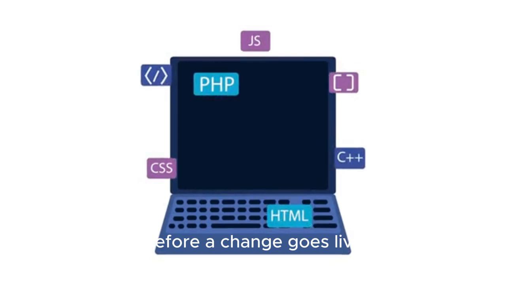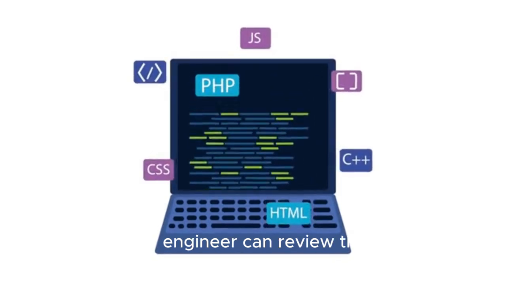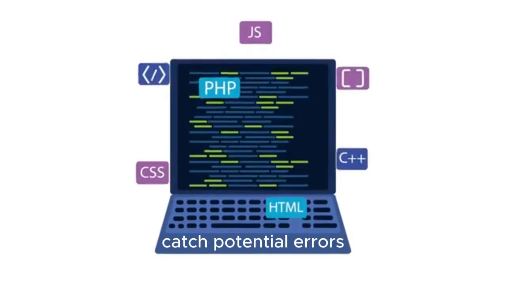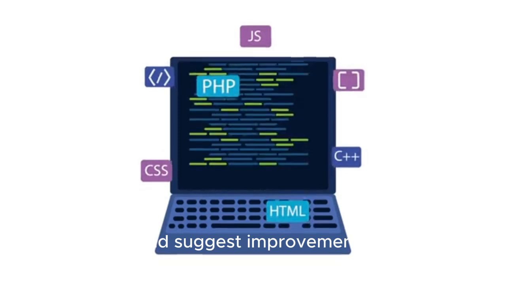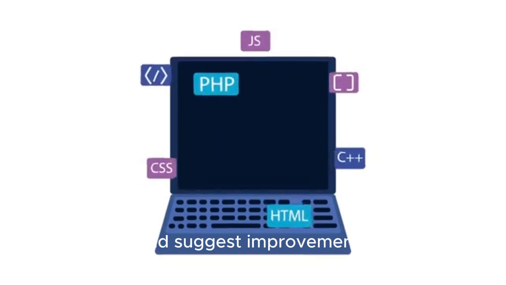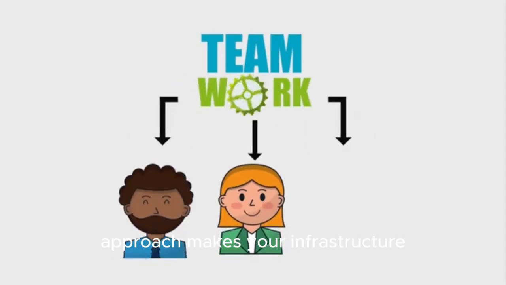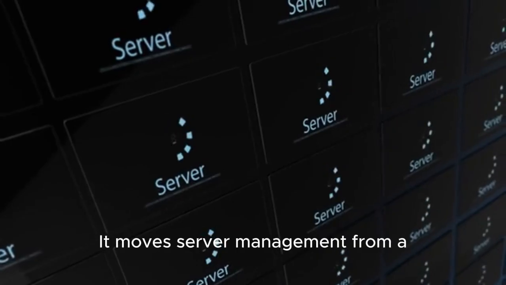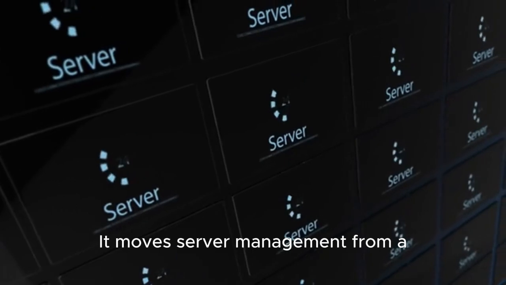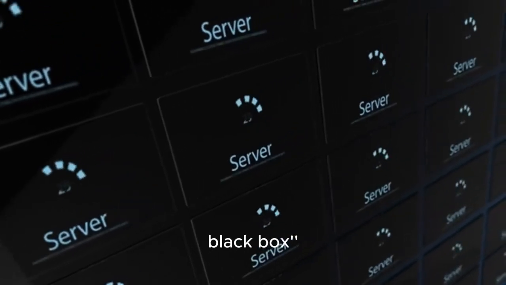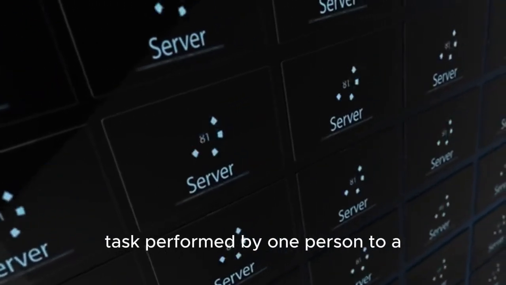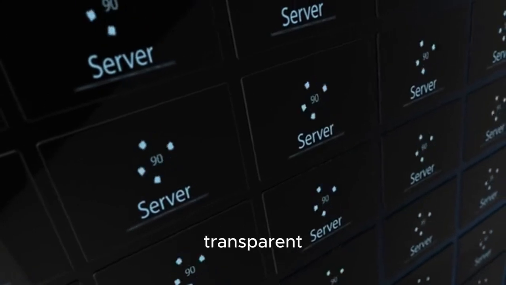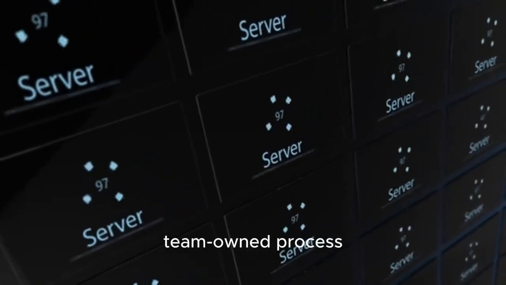This allows for peer review of infrastructure changes. Before a change goes live, another engineer can review the code, catch potential errors, and suggest improvements. This collaborative approach makes your infrastructure more robust and less prone to human error. It moves server management from a mysterious black box task performed by one person to a transparent, team-owned process.